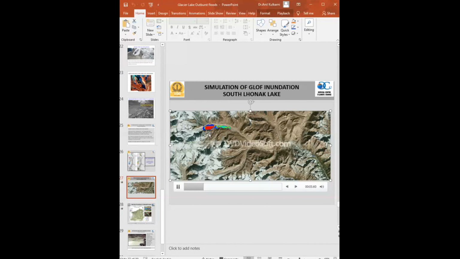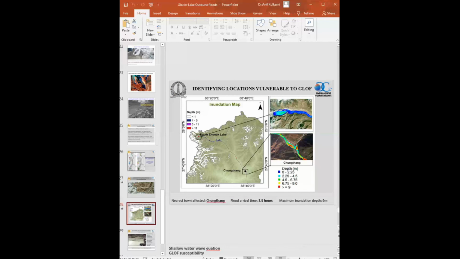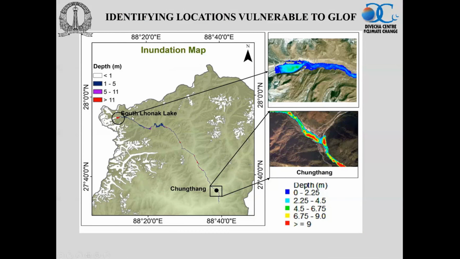So if this is the South Lhonak flood, if it bursts, it is showing the propagation of the flood wave, and you can see how it is expanding. This work was done at our center, where we have used the MIKE model to simulate this flash flood. So how much it will cause? We can also see how much, because this is South Lhonak Lake and this is Chungthang, the first human settlement.